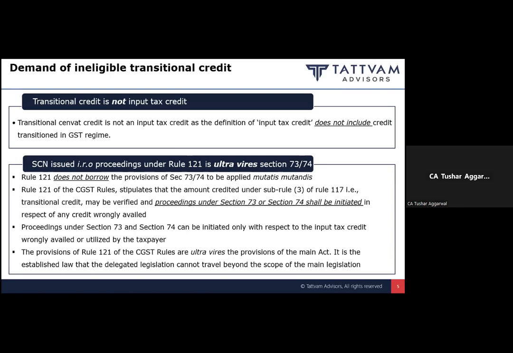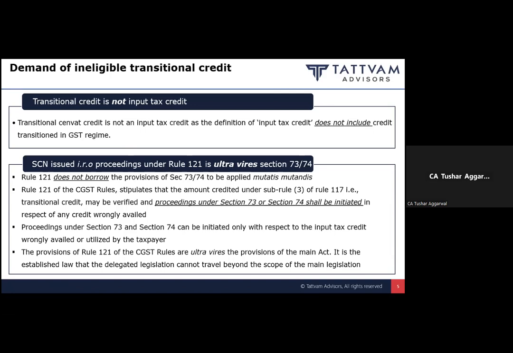Accordingly, even after having Rule 121, the government does not have the power to issue a show cause notice under 73, 74 demanding wrongly availed transitional credit. So this is one of the most important points which we all should keep in mind. And whenever we are replying to all such notices, we have to keep all these grounds in the reply to the show cause notice. So Rule 121 does not borrow the provision of 73, 74.